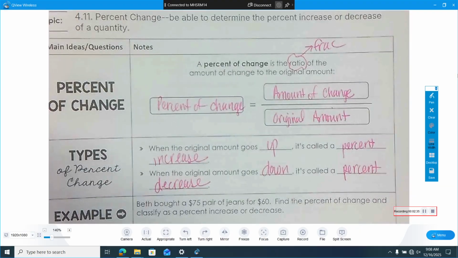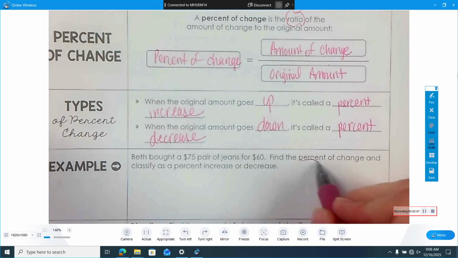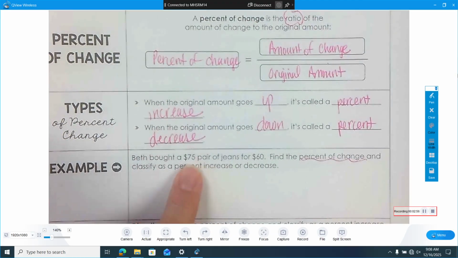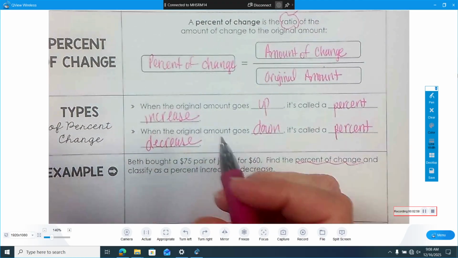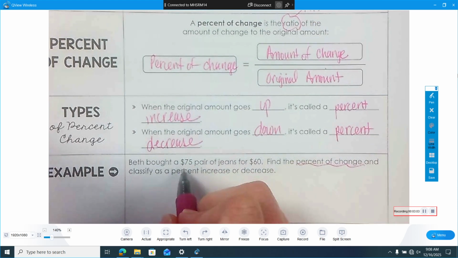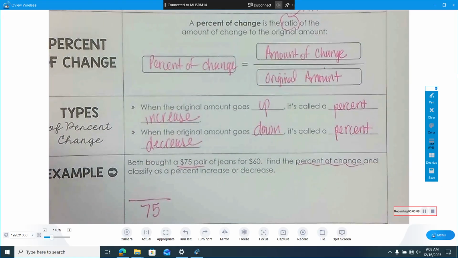All right, so for example, Beth bought a $75 pair of jeans for $60. Find the percent of change and classify it as a percent increase or decrease. So we want to know here what was the original amount of the jeans? What was the original price of jeans? $75. So that was the $75 pair of jeans. That was the original amount.